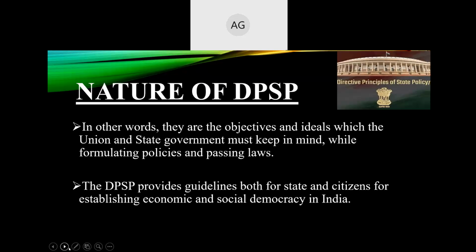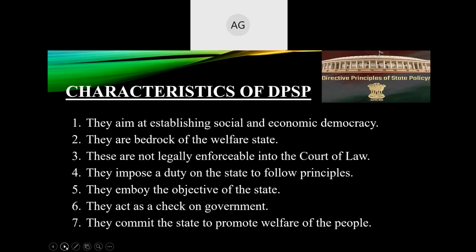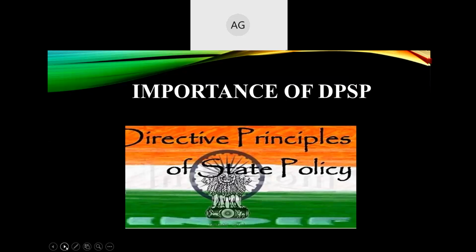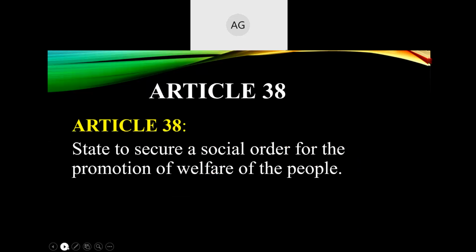Okay. Now, let us start with our topic. Yesterday, we spoke about the characteristics of directive principles of state policy. We also spoke about the importance and nature of directive principles of state policy. And today we are going to study the different articles which are stated under directive principles of state policy.